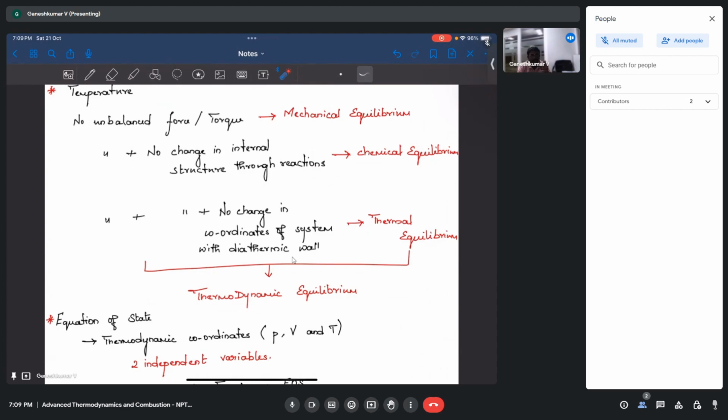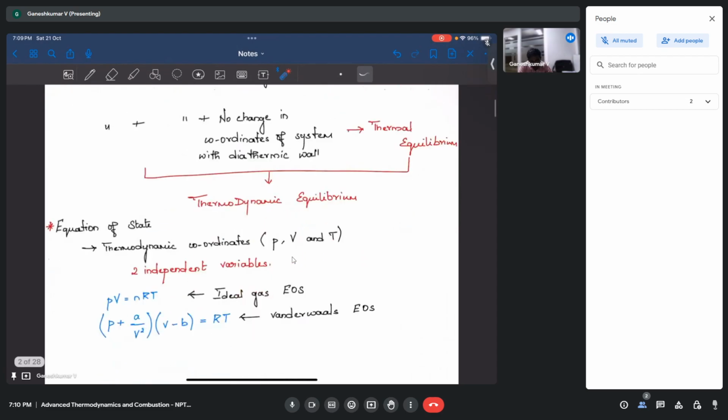With a diathermic wall, we allow heat to transfer to and from the system, which means we can let heat out of the system or take in some heat, but the coordinates of the system should not change. If that is the case, then we are in thermal equilibrium. So if all three equilibria are satisfied, then we call it thermodynamic equilibrium.